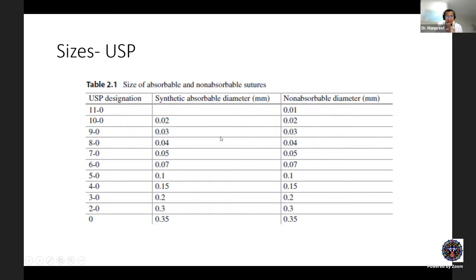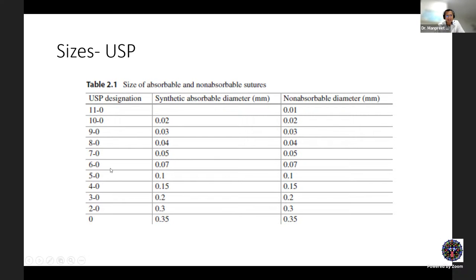So what are its diameters? The zeros are from the United States Pharmacopoeia. Actually, the diameter of any absorbable or non-absorbable suture is generally the same. You can see from the bottom of the table to the top, the diameter remains the same whether a suture is absorbable or non-absorbable, because its USP size is the same.